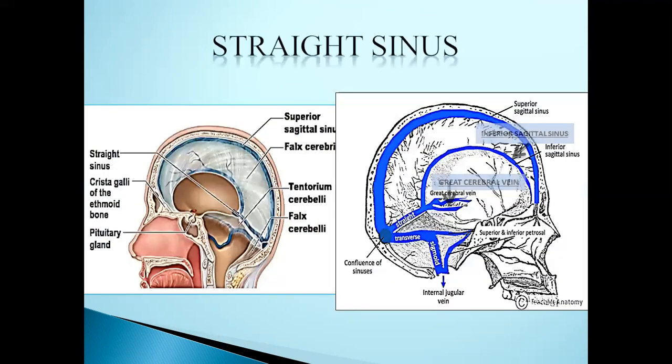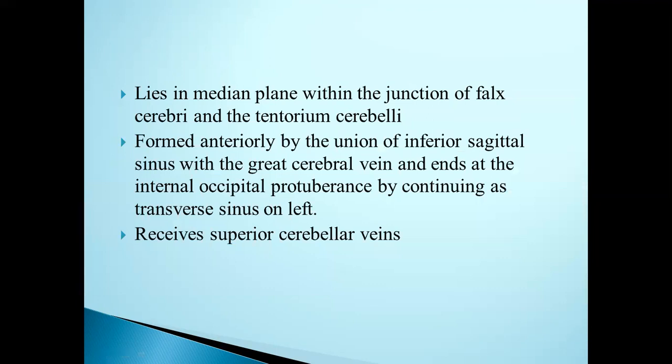You have seen here the superior sagittal sinus will continue as a right transverse sinus and straight sinus will continue as a left transverse sinus. So both these transverse sinuses are continuations from different sinuses. So how is the straight sinus formed? By joining of inferior sagittal sinus with the great cerebral vein. It receives superior cerebellar veins that are its draining channels.